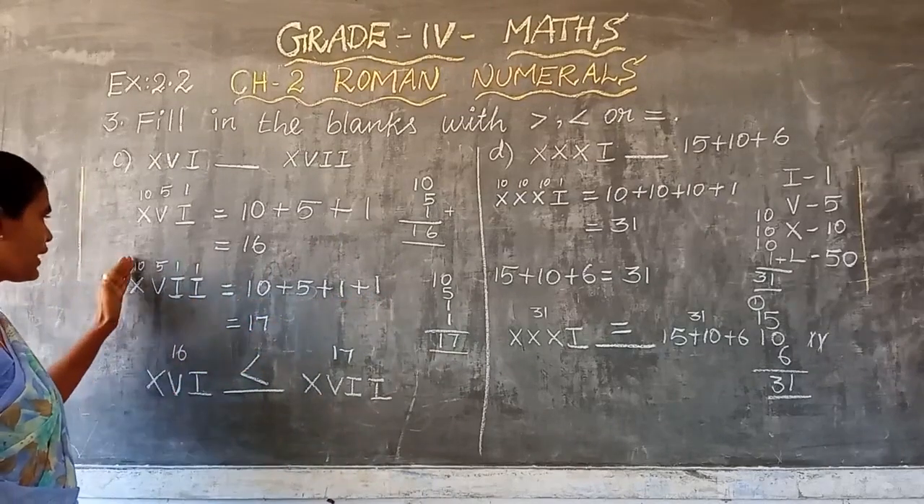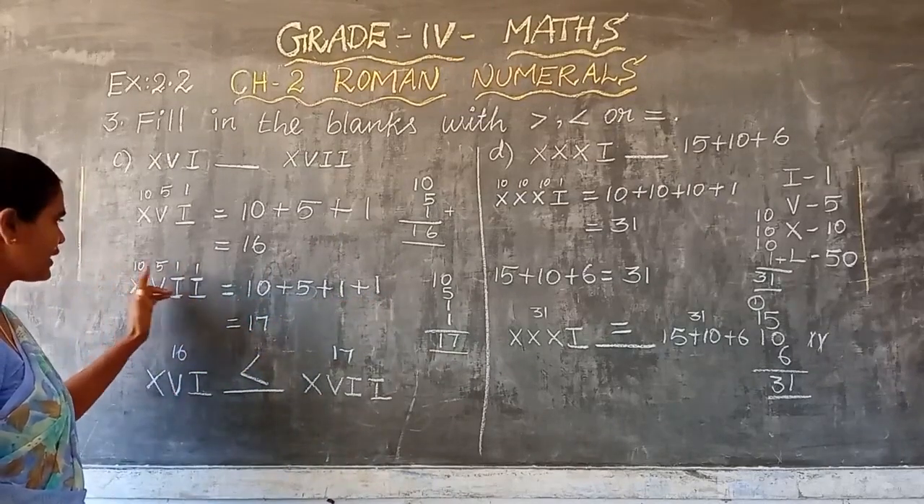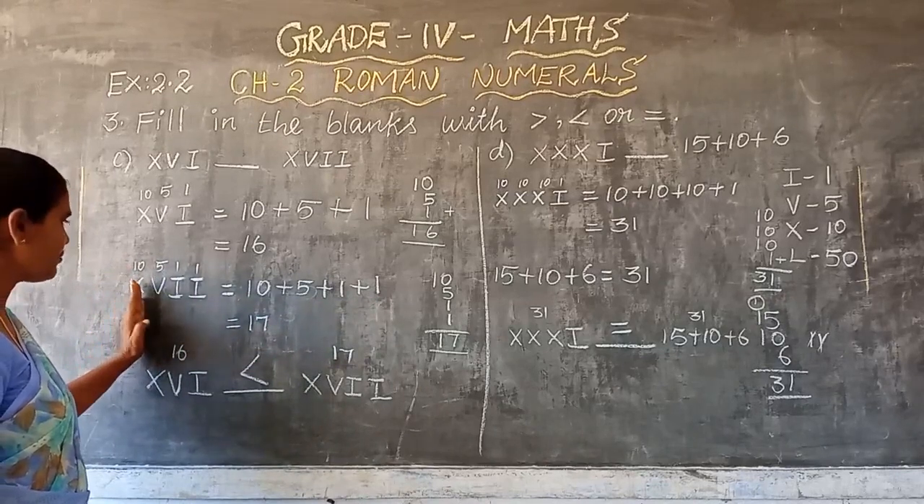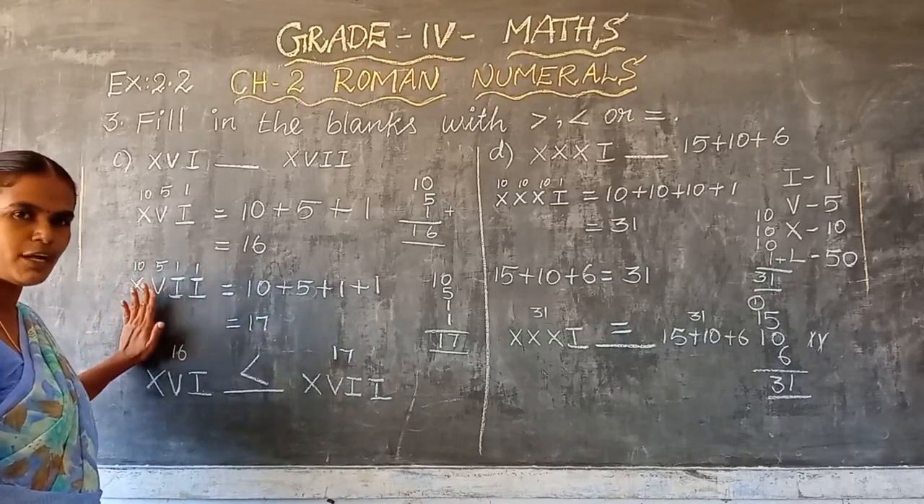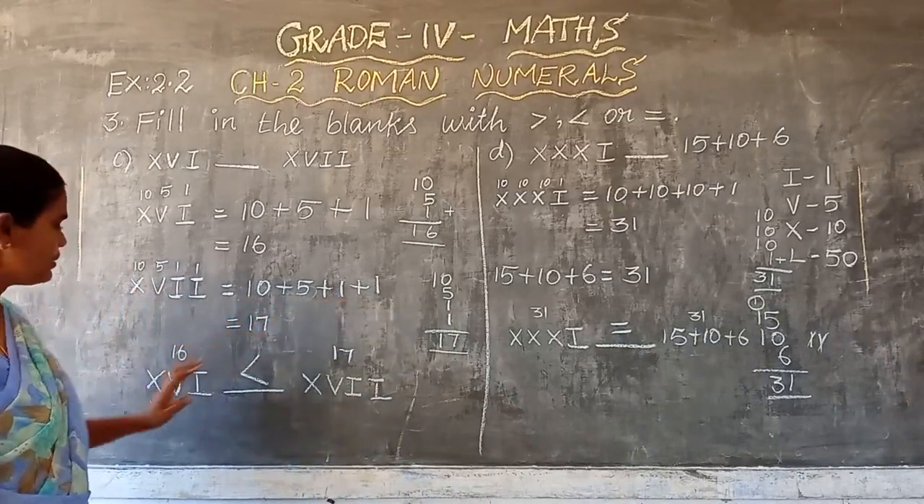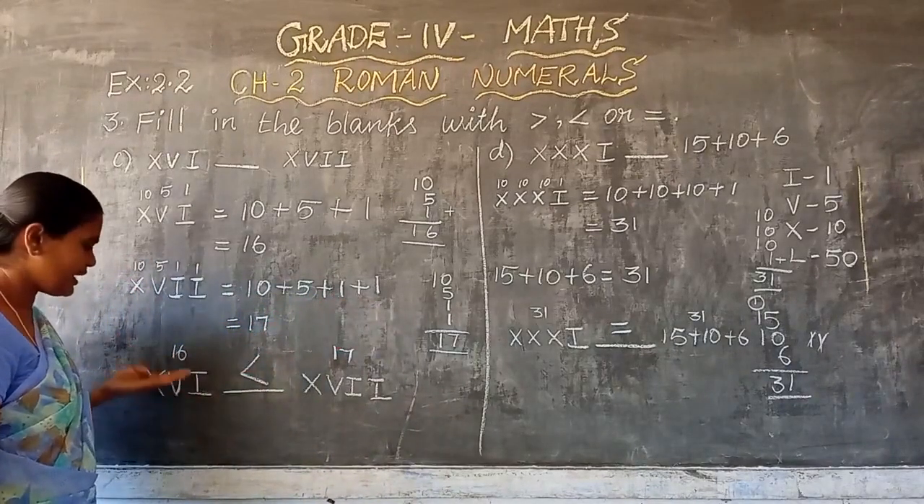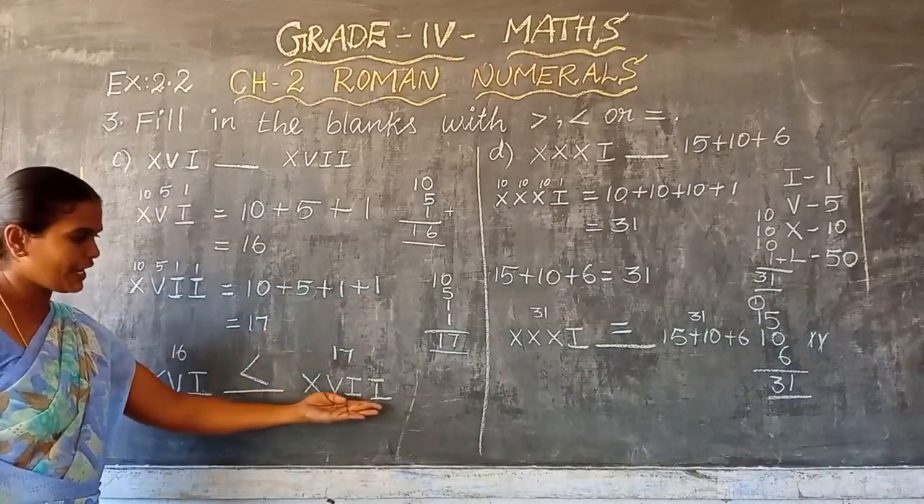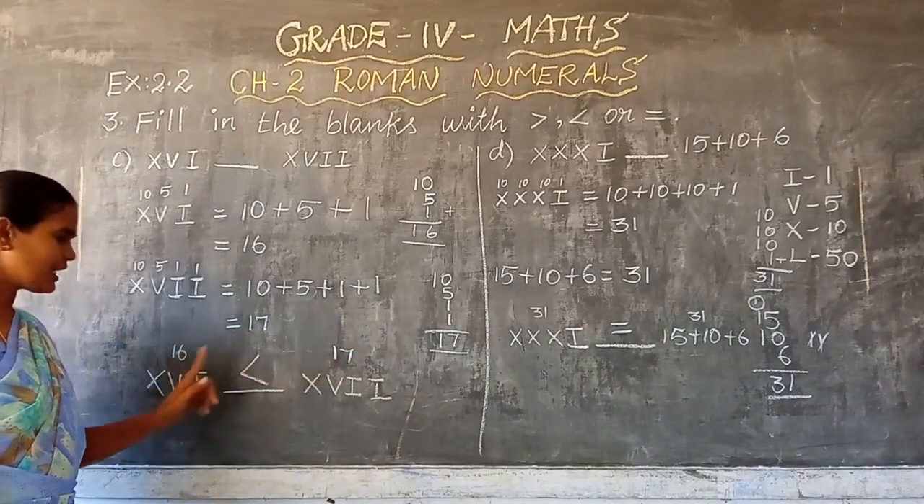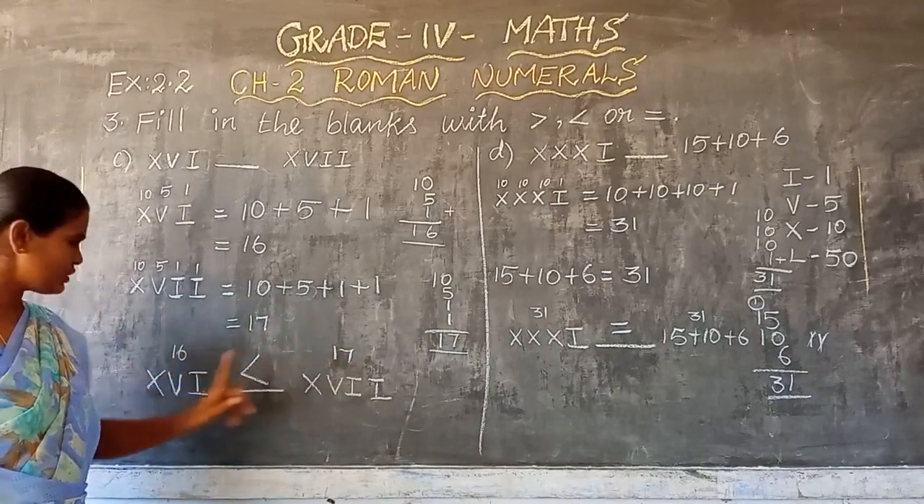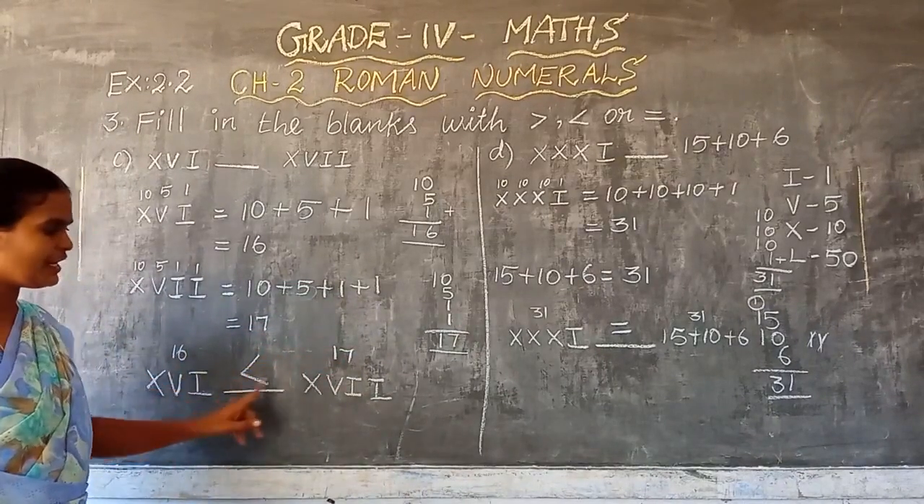So X value 10. Here the greater number is X. Greater number, right side we have the small number, so addition. So do add. So here XVI is 16. XVII is 17. Here the greater number is 17. So XVI less than XVII.